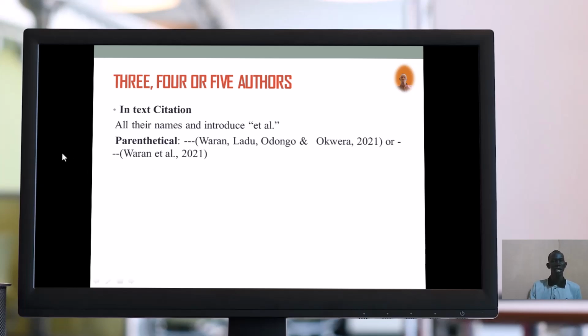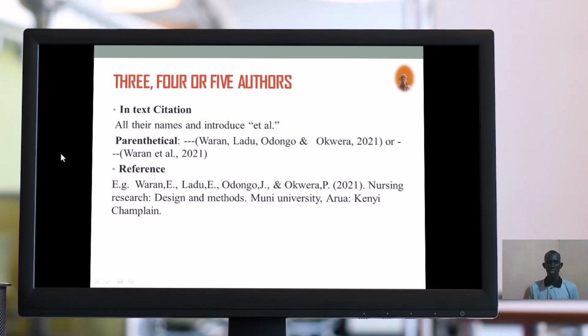And then in our reference list, this is how it looks like. We normally in the reference list put all their names and their initials, and then put the title of the book, place of publication, and city of publication. For this scenario, we have the city of publication and then the publisher.